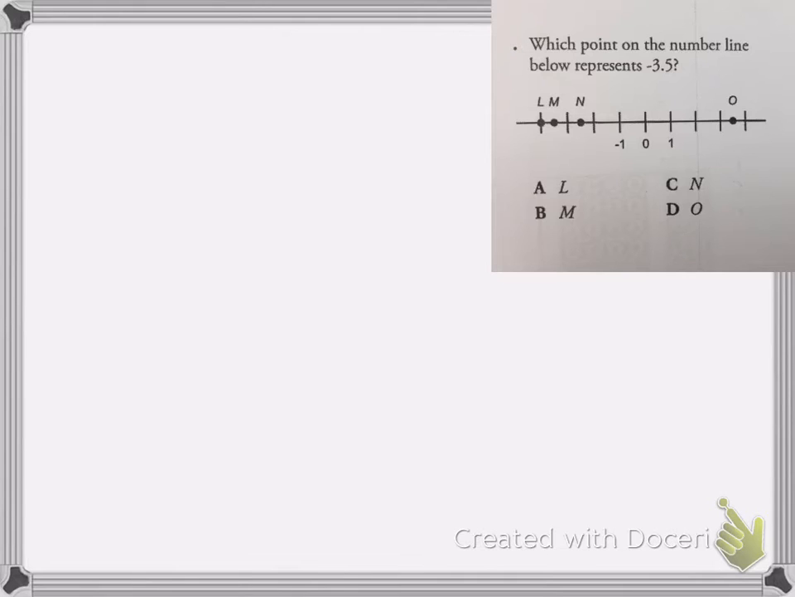Which point on the number line below represents negative 3.5? Well, there's negative 1, negative 2, there's negative 3, and negative 4. Okay? So, this is going to be negative 2.5 there. That's going to be negative 3.5. And that's going to be negative 4. So, M was the correct answer.